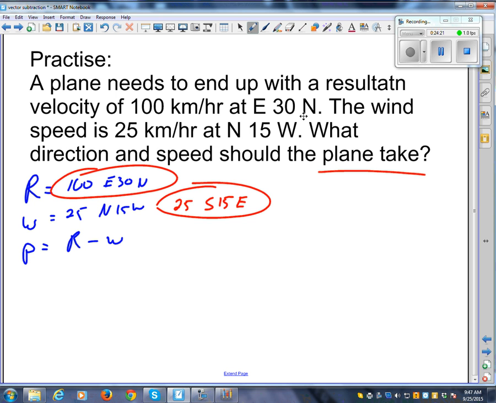The wind is blowing them off course, so they have to angle into the wind, right? So my overall plane speed, because R equals plane plus W, solve for plane, wind goes to the other side, resultant minus wind, right? Resultant minus wind is my plane speed. So which one do I flip? I flip my wind. Only the wind. That's the one we're subtracting. Right? So I flipped it. Instead of 25 north, 15 west, it becomes 25 south.